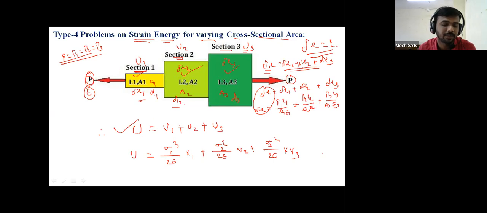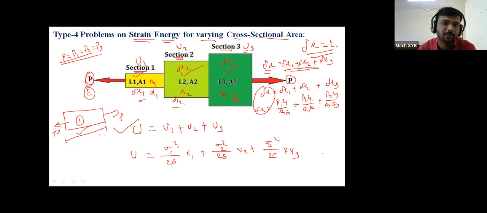So far, in the 3 types of problems we have solved, there was only one section. For example, like this. This is the bar and it is subjected to the external load P. This is only one section. This is only one section. It has a given diameter, has a given length, and we are calculating for only one section.